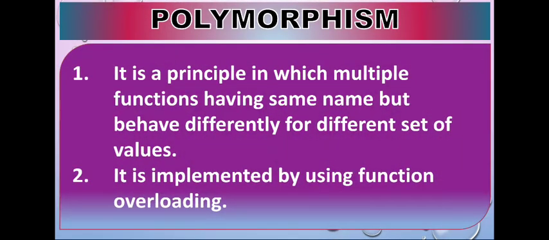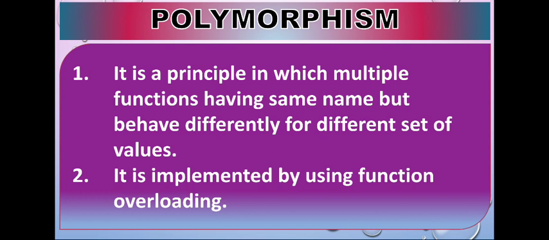The third principle, polymorphism. It is a combination of two words. One is poly and another is morphism. Poly means many, morphism means forms. So it is a principle in which multiple functions having the same name behave differently for different sets of values.